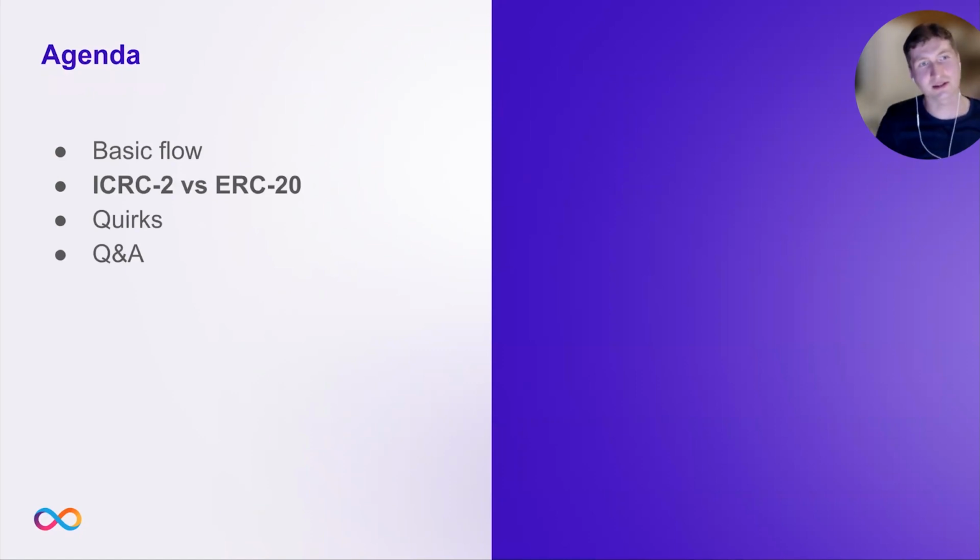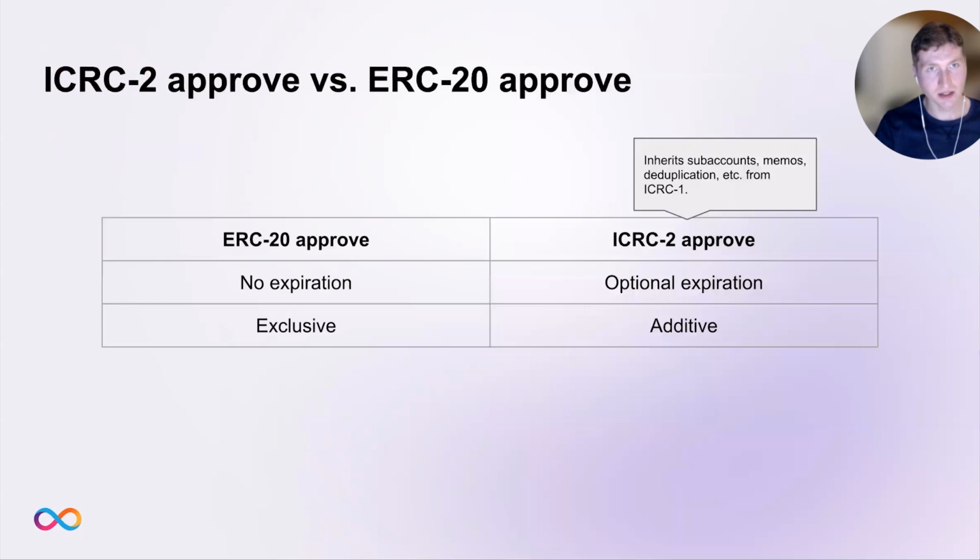So now let's take a look at the differences between ICRC-20 and ICRC-2. So first, ICRC-2 inherits some of the features which are present in ICRC-1, which are not present in ICRC-20. For example, sub-accounts, support for memos, support for deduplication of transactions, and some other features, like structured errors, for example.